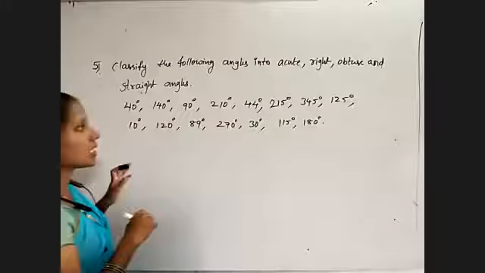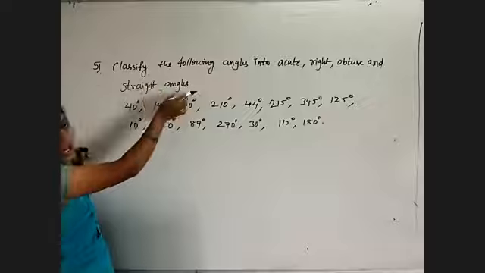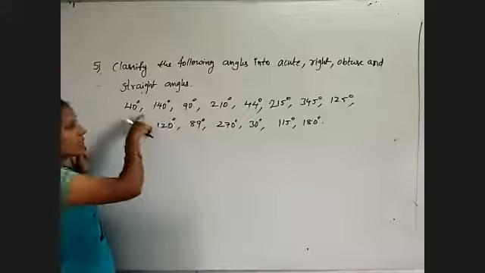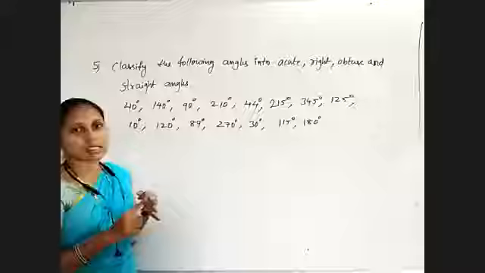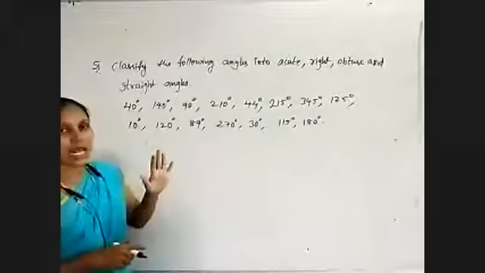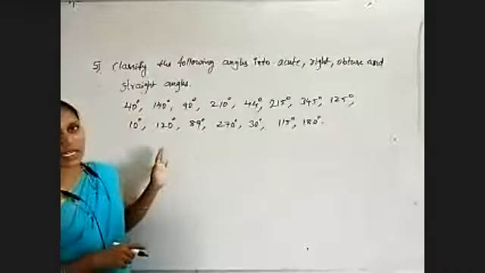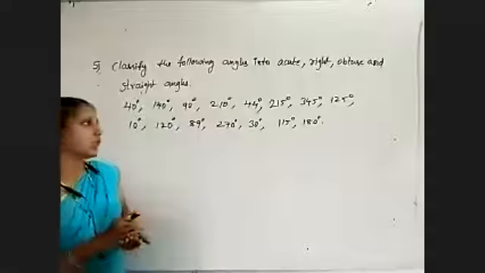These are the given values and asking us to classify the following angles. When measurement is given, it is very simple to classify the angles because we know that there are 7 types of angles: acute angles, obtuse angles, reflex angles, zero angles, right angle, straight angle, and complete angle. All the 7 we have studied in our previous class only.